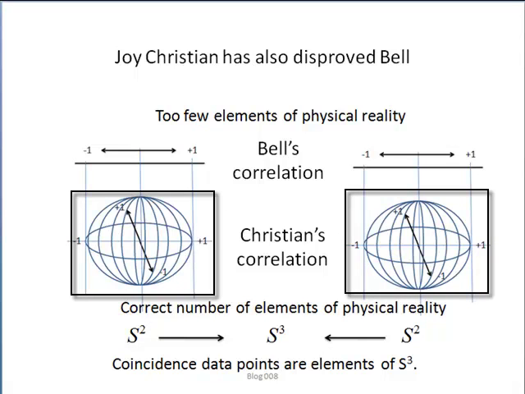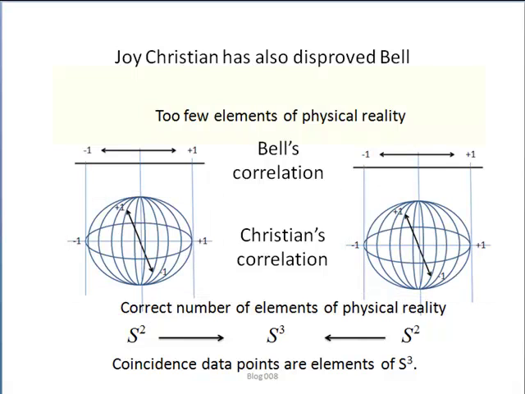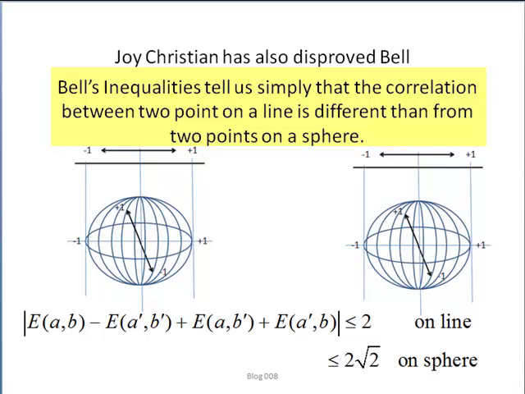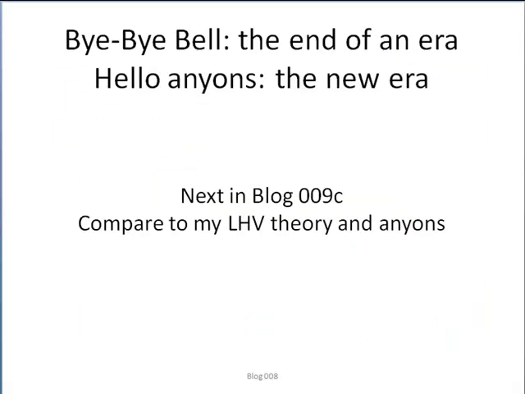So now we can understand my earlier statement. Bell's inequalities simply tell us that the correlation between 2 points on a line is different from between 2 points on a sphere, respectively 2 and 2 root 2. I will relate my 2D local hidden variable model to Gerd's and Christian's work and show that spin is fundamentally an enneon.